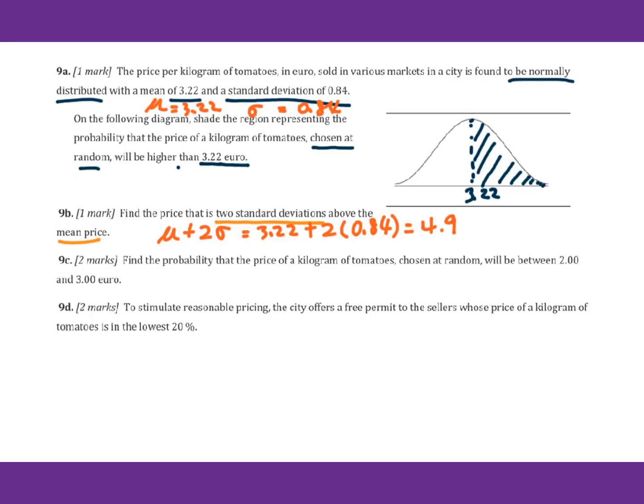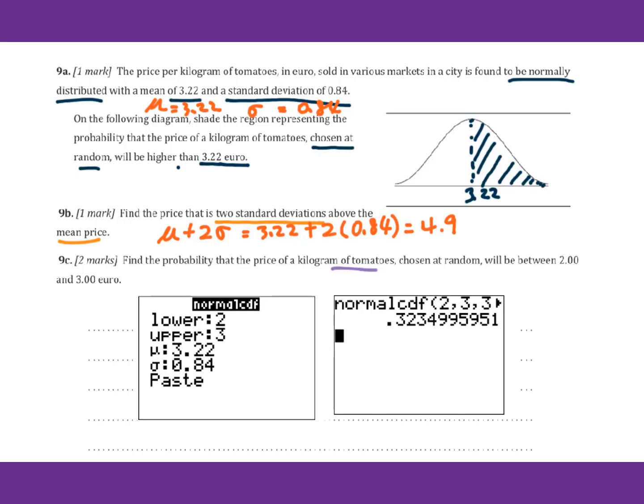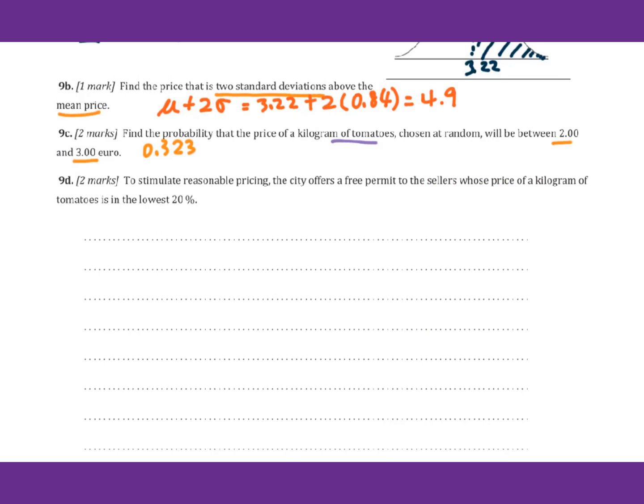9c, find the probability the price of a kilogram of tomatoes chosen at random will be between 2 and 3 euro. We will use the graphing calculator. Get normal CDF. For the lower bound you put the 2 and for the upper you put the 3. The mean 3.22 and a standard deviation 0.84. Then you will get 0.323. That's the probability.